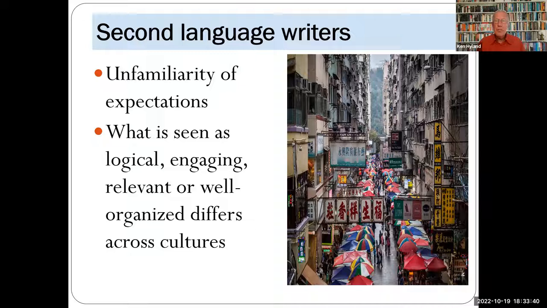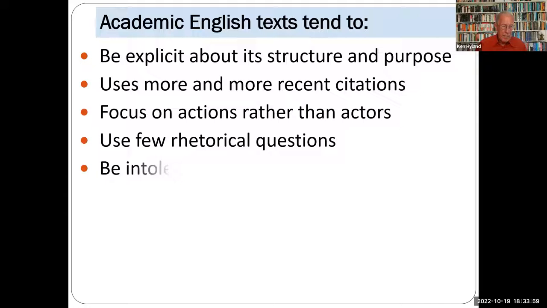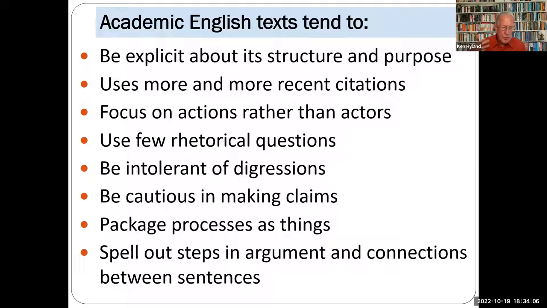Culture isn't the only explanation, of course, but it's clear there are different ways of organizing ideas and structuring arguments in different languages. So research shows, for example, that compared with many languages, academic texts in English at a register level tend to be more explicit about their structure and purposes. They employ more and more recent citations. They use fewer rhetorical questions than students like. They're less tolerant of digressions. They're more cautious in making claims. They have stricter conventions for subsections and headings. And they use more sentence connectors: therefore, however, on the other hand, and so on.